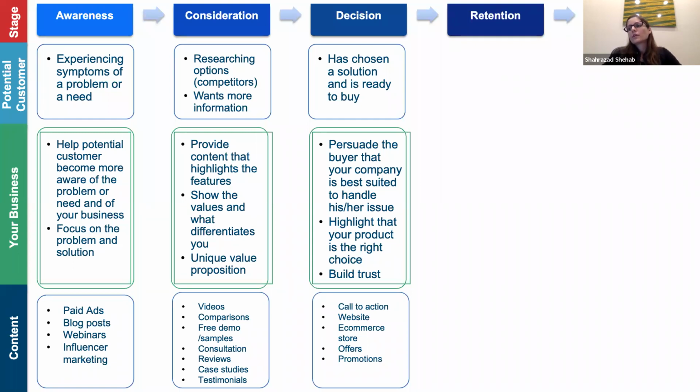Here, with your content, you should focus a lot on call to actions. You want people to take actions, and the best action here is to drive them to purchase. Okay, so the best action is to make a purchase, whether on your website or on your e-commerce store. You can as well provide content like offers and promotions.